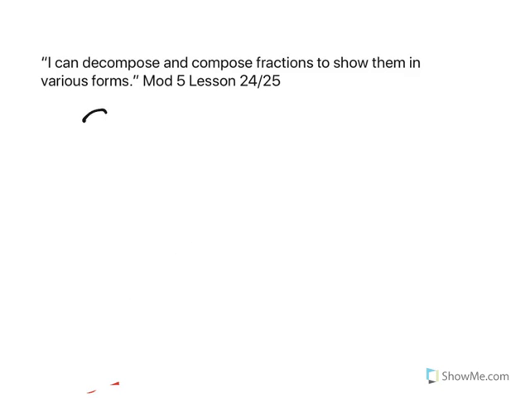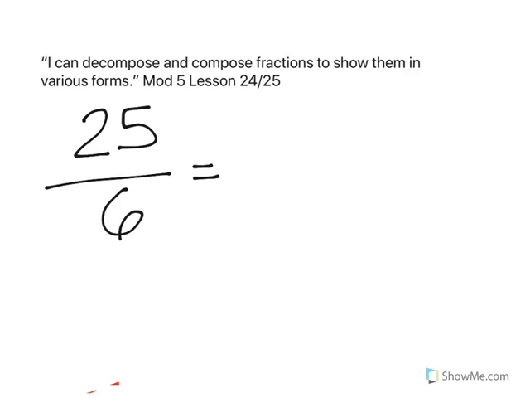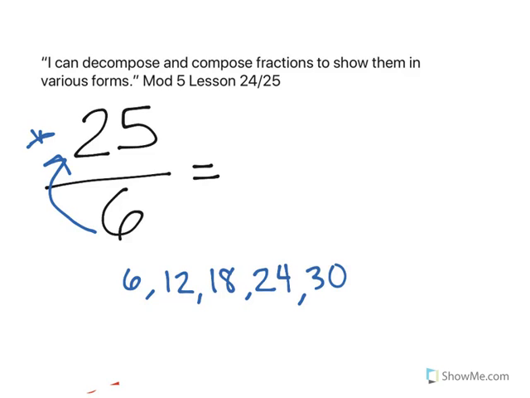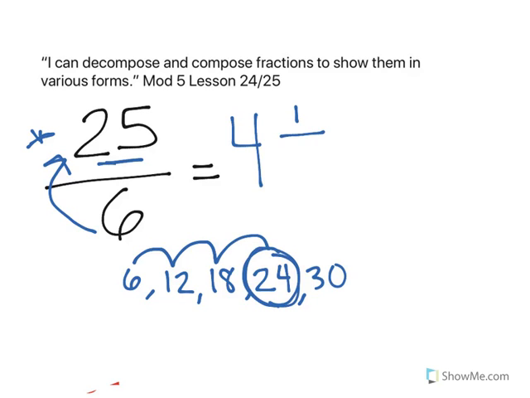All right, let's try one more. 25 sixths. Okay, again, improper, bigger number on top, smaller number on bottom. Okay, how many times can 6 go into 25 without going over? 6, 12, 18, 24, 30. Okay, so I would have to stop here. 1 time, 2 times, 3 times, 4 times. So if I'm at 24, how many more do I need to get to 25? Only 1, and my denominator stays the same. So 25 sixths is equivalent to the mixed number 4 and 1/6.